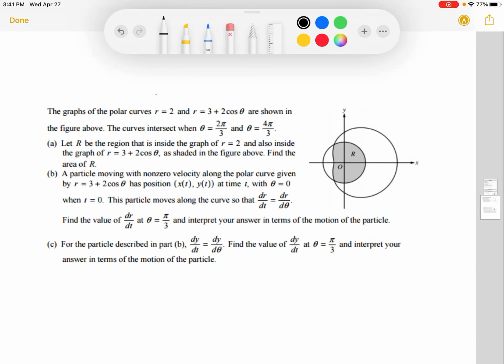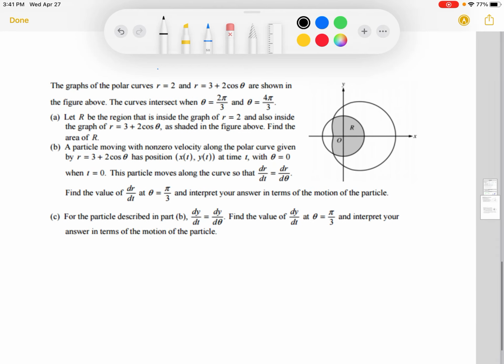Hey everyone, so I'm making this video to go over the second FRQ about polar curves on your notes. I just want to make sure you are able to get a good understanding of how to do the area with two different curves so that you're able to be more successful in your homework. So hopefully this helps you.